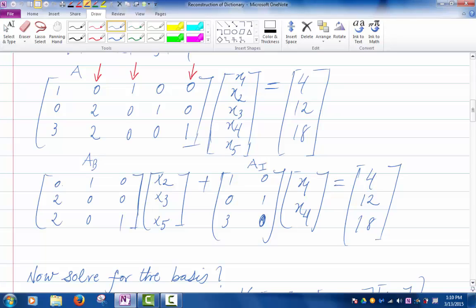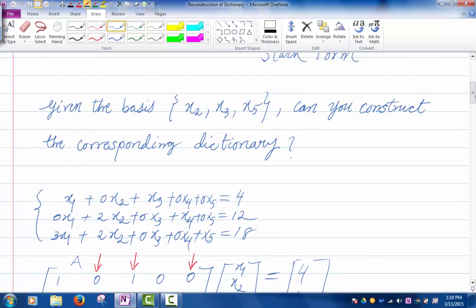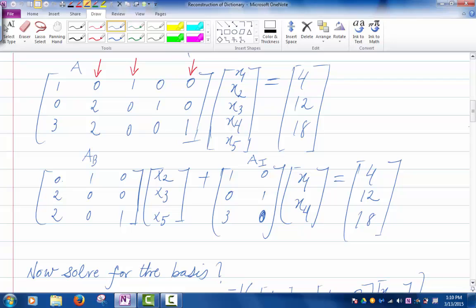From there I am going to take the columns corresponding to the basic variables. Which columns correspond to the basic variables? The basic variables are x2, x3, x5, so I'm going to take columns number 2, 3, and 5. I'm going to form a matrix I'll call AB, B for basic. AB consists of columns of A corresponding to the basic variables. Is that clear? And what is AN?